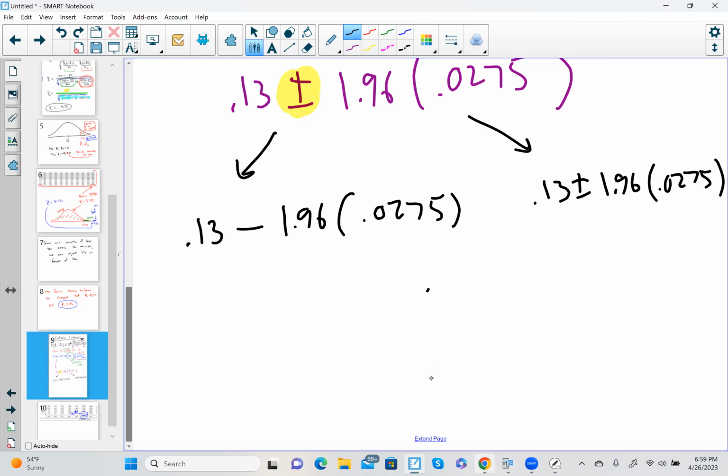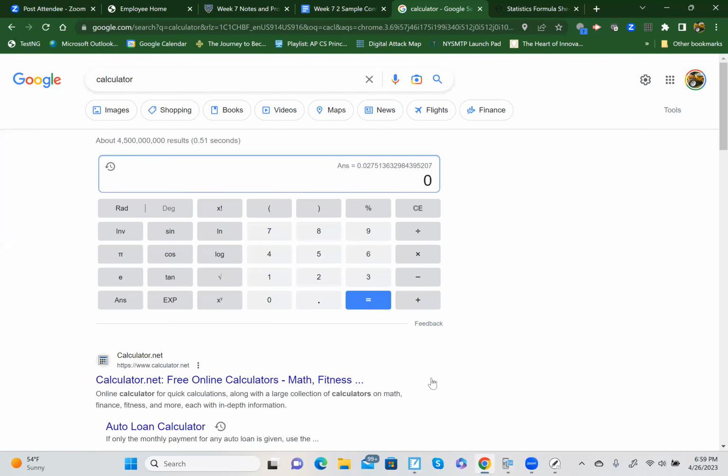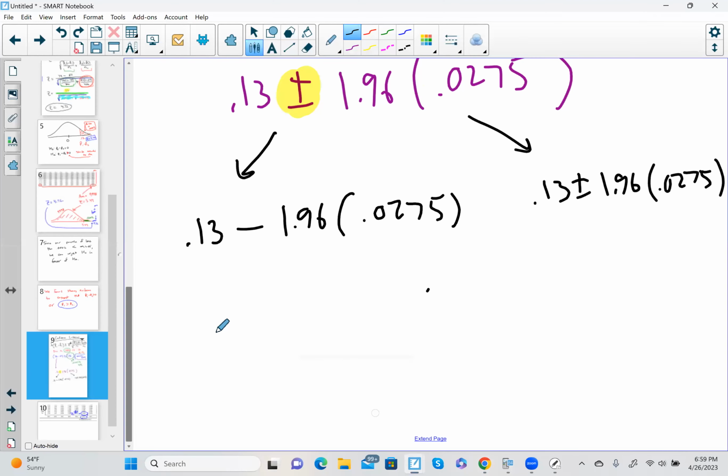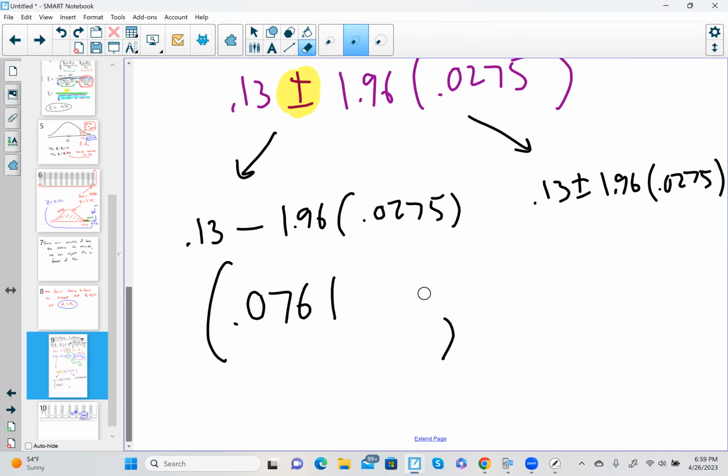Here we go. So clear, 0.13 minus 1.96 times 0.0275. Enter. 0.0761. So this is 0.0761, comma. Put a little comma here. Is how you write it. You put a parenthesis and then a comma. And now I'm going to write the other number in a moment.